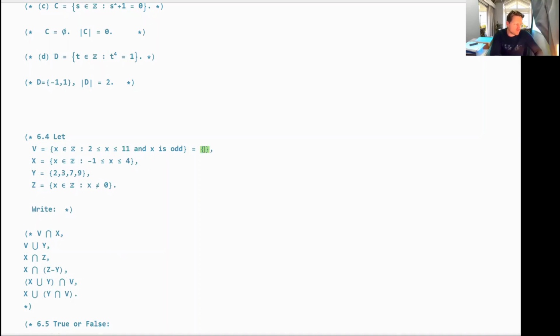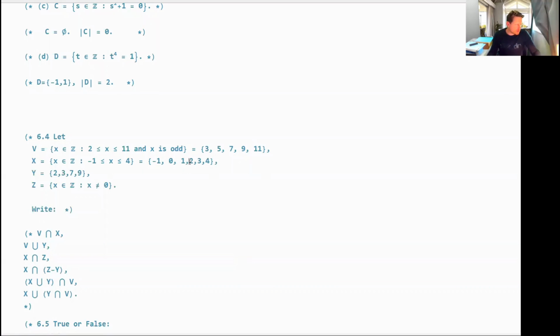So what we have in V, these are odd numbers, right? x is odd. And x is between 2 and 11 inclusive and an integer. So the odd integers in that range are 3, 5, 7, 9, and 11. All right, great. Now let's have a look at the next set, X. So X, these are integers between -1 and 4 inclusive. And so that's easy. -1, 0, 1, and 2, 3, and 4. Okay, good.